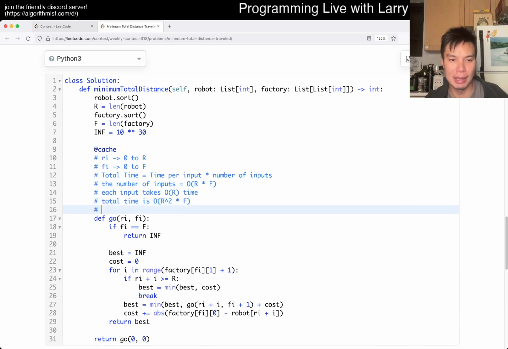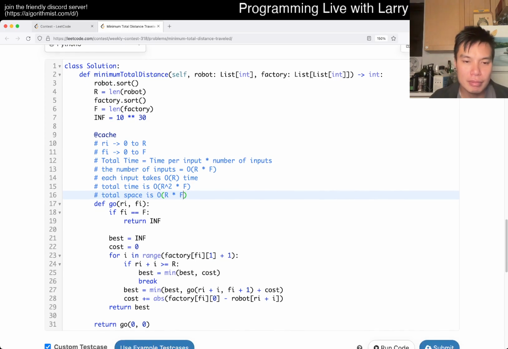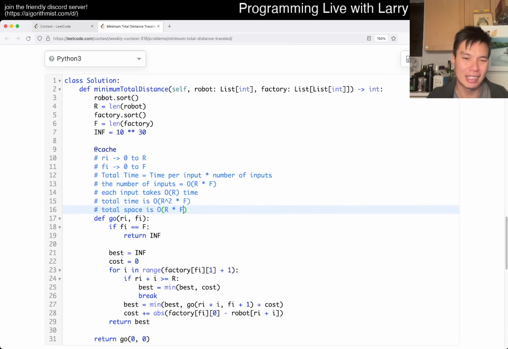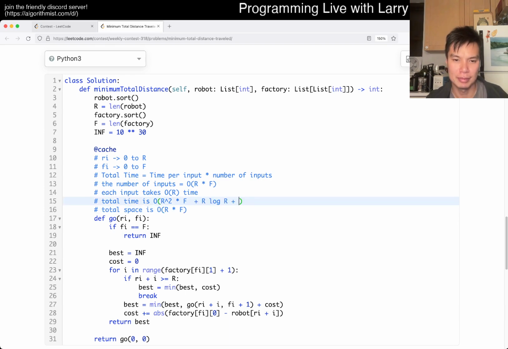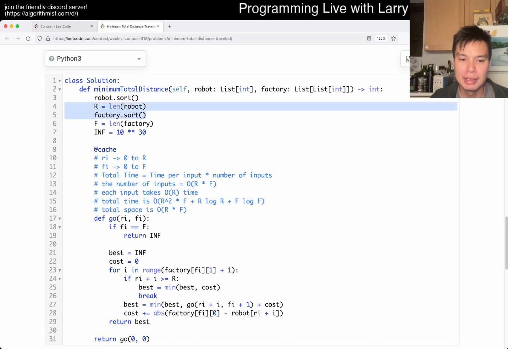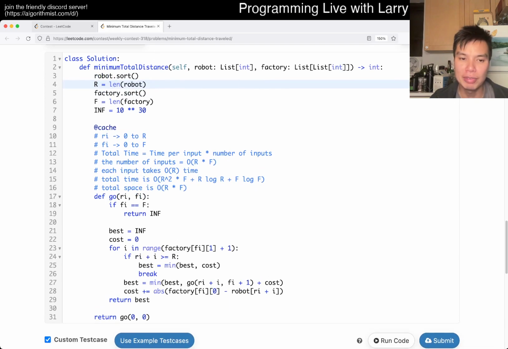Space, you can do it the same way, except that it is O of R times F. That's pretty much it. Technically if you really want to be specific, it depends on what the R's are and stuff like this, but that's pretty much the idea. So yeah, from the sorting, in case you're wondering. But that's pretty much all I have. So let me know what you think.